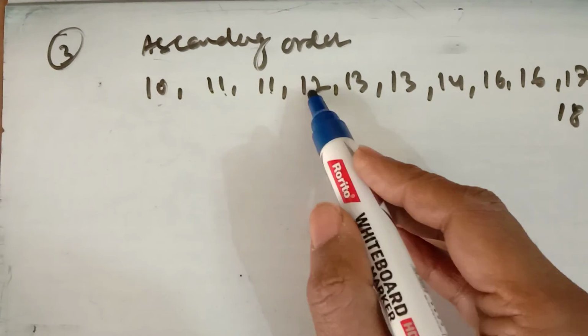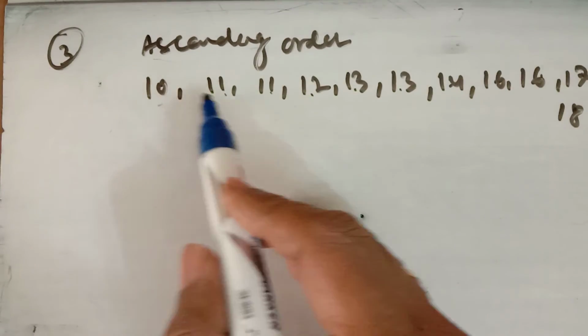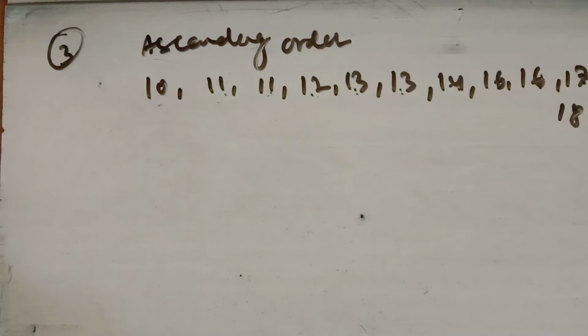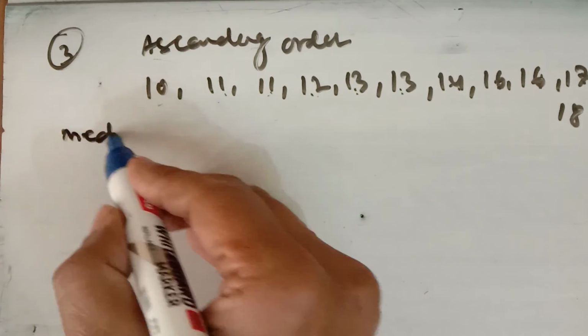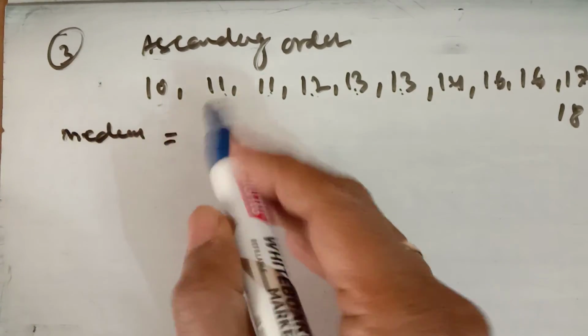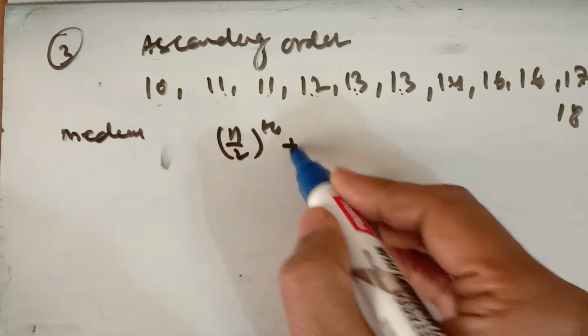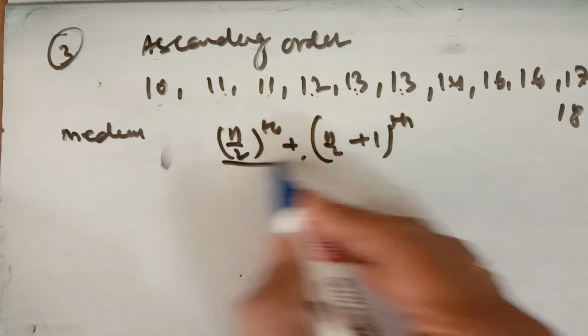So, counting the terms, 1, 2, 3, 4, 5, 6, 7, 8, 9, 10, 11, 12. So it is an even number of terms. So the median for an even number of terms is the (n by 2)th term plus the (n by 2 plus 1)th term upon 2.